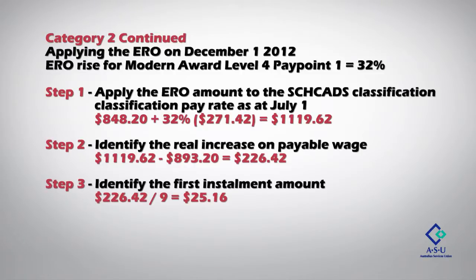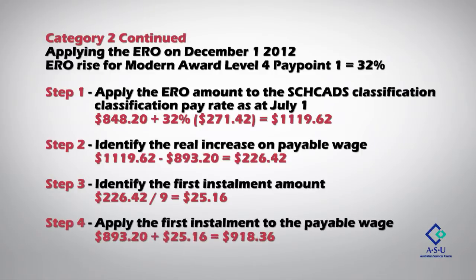Step 3. To identify the first instalment amount, divide the total increase by the number of years. $226.42 divided by 9 years equals $25.16. Step 4. Apply the annual instalment to the payable wage. $893.20 plus $25.16 will equal $918.36.